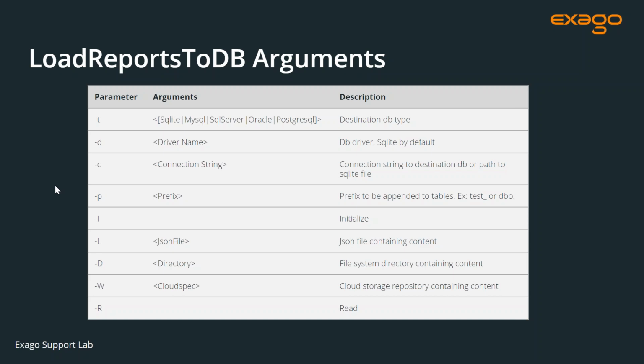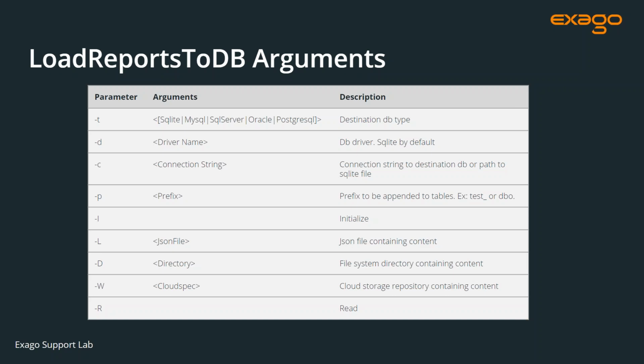T, lowercase d, and C all go together in that they're specifying a configuration for the database. T is going to be the type, of course. So again, SQLite, MySQL, SQL Server, Oracle, and Postgres are your options there. Lowercase d is the driver used to connect to that database. So if T and D are not present, they are optional parameters, but they will default to SQLite.